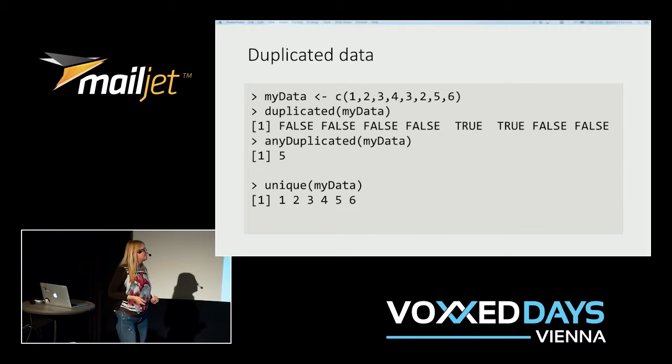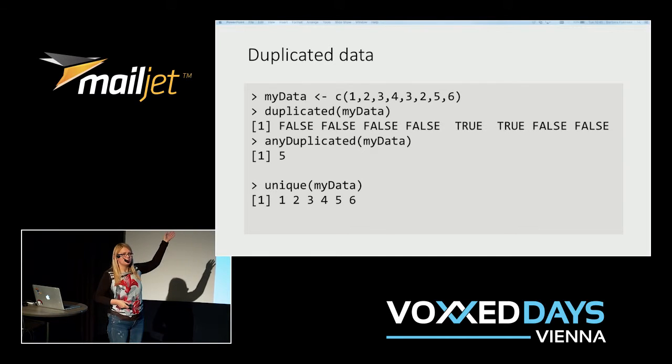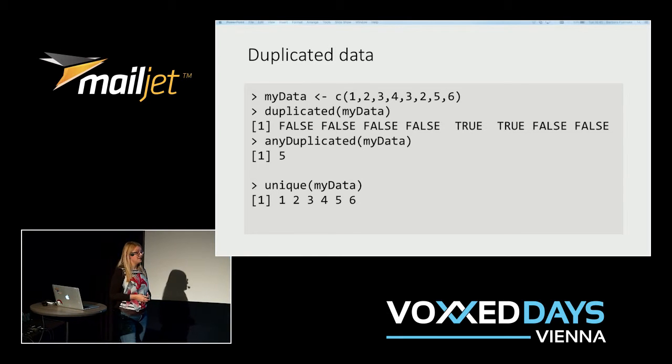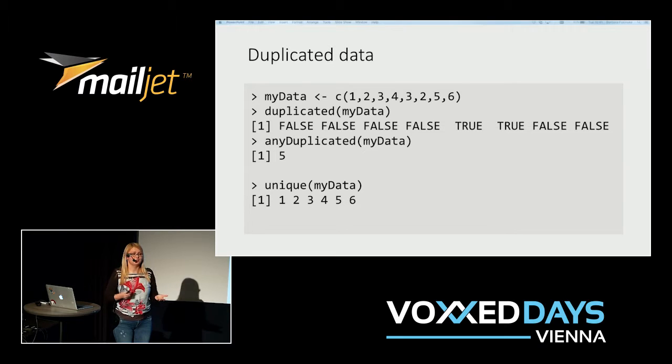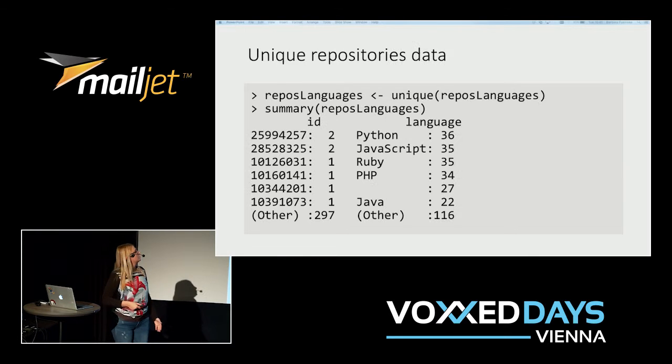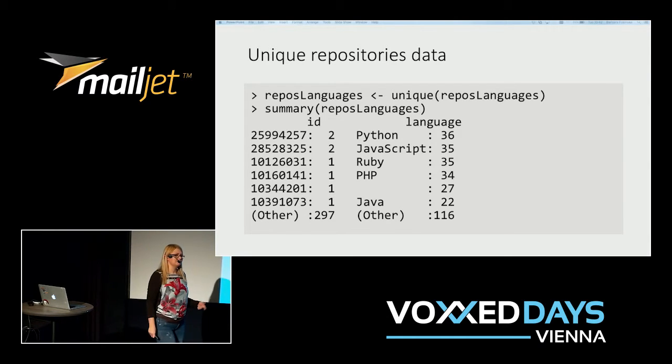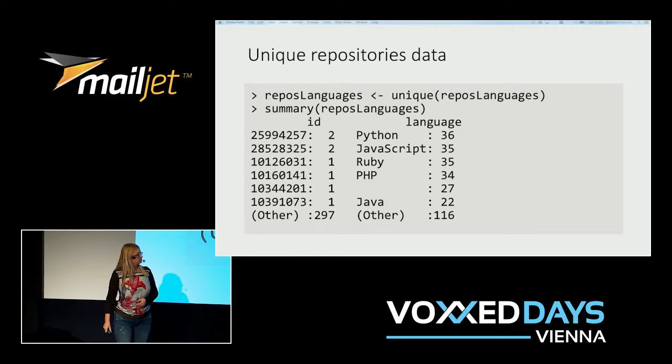Beauty of R again. If you just want to know if there are any duplicates, the duplicated function is for the win. But if you just want unique elements, which I want for my repository IDs and languages, surprise, surprise, there is a function called unique, and you can just run it, and there you go. I just ran the unique function on my repositories and did the summary. But there are still some repositories that appear twice.